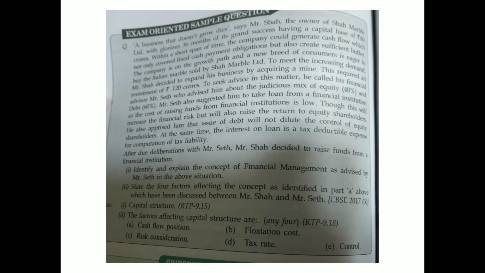See, the second question, I'll explain how the marks are divided. The second question: state the 4 factors affecting the concept as identified in part A above, which have been discussed between Mr. Shah and Mr. Seth. So here 4 points are asked, so obviously 4 marks for this plus 1 mark for the first question. So please do not go on writing much in the first point, as from the second question it is clear that 4 marks out of 5 are for the second question, and so for the first question only 1 mark is given. So please write only 1 mark's content, which may not go beyond 4 to 5 lines in a case study's answer.